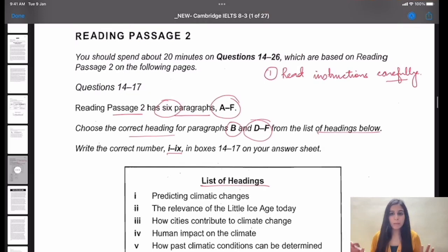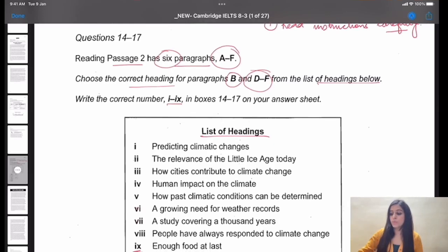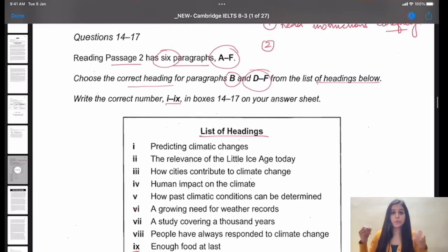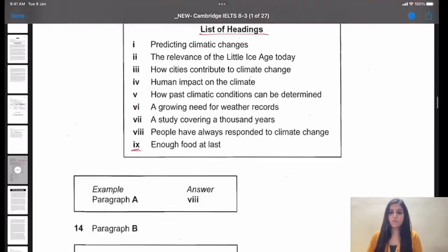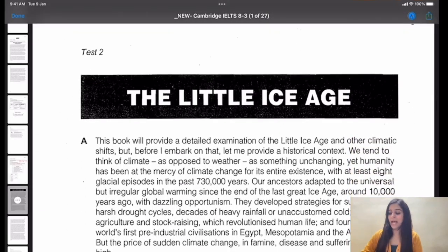So we are done with step 1. We have read the instructions carefully and we have understood that there are 3 extra headings and we just have 6 paragraphs. Okay, 9 headings, 6 paragraphs. Moving on to step 2. What do you do after this? After this, you would read the title of the passage. So we go down and we read the title, The Little Ice Age.